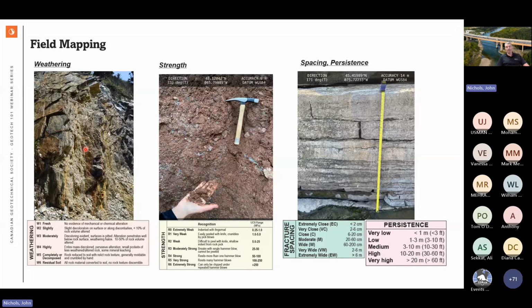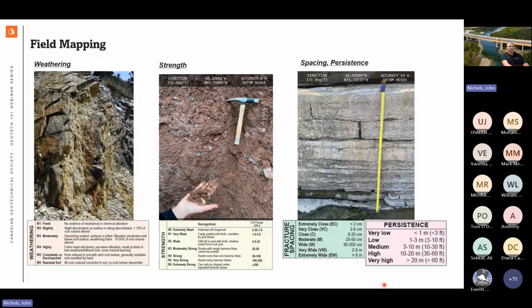Again, the strength, we talked about this before. Key, get out in the field, test it, use your geological hammer, do some index testing, make sure you have a good feel for what you're going to deal with. Maybe the surface is more weathered, but further in it's not as bad. Then we have your mapping, just your spacing, your persistence. How closely spaced are these joint sets? How long do they go? What kind of problems can I foresee from that perspective?